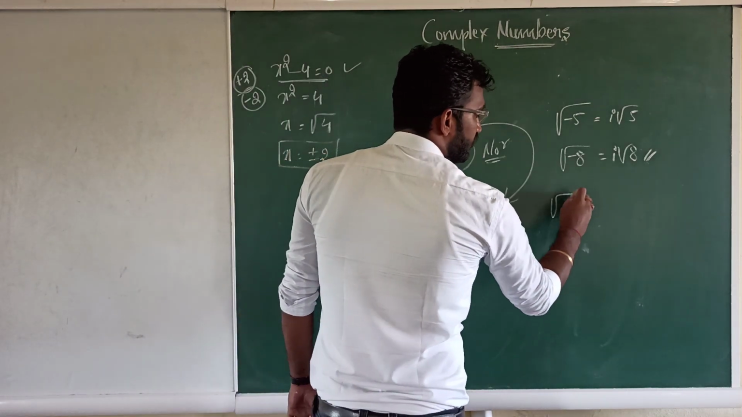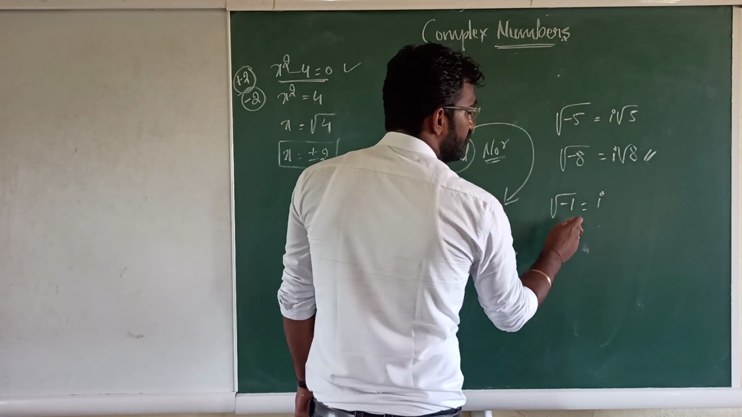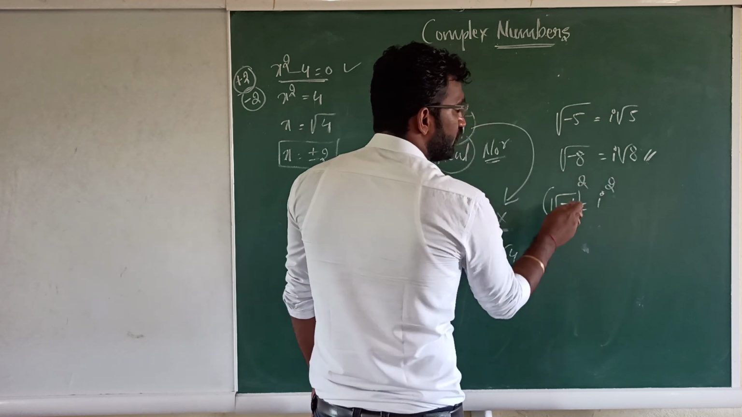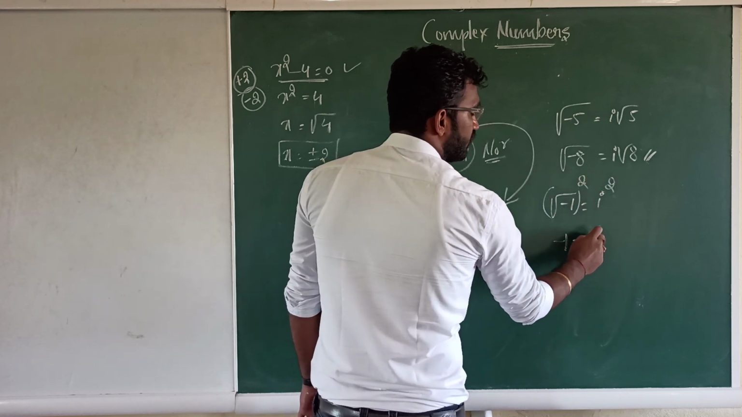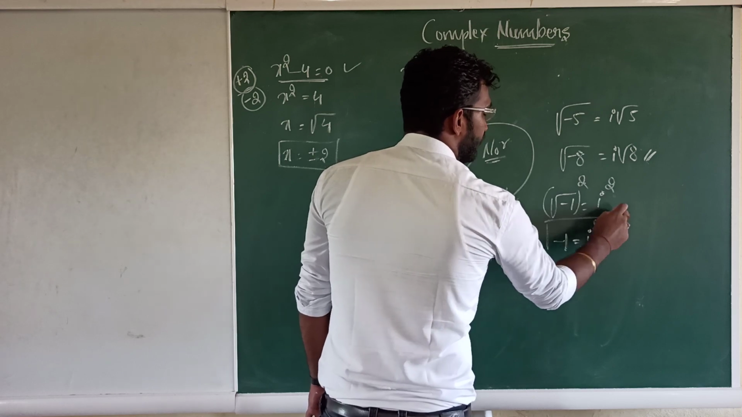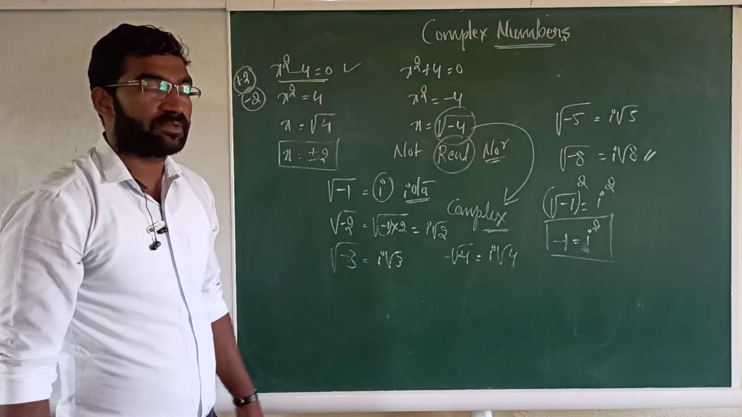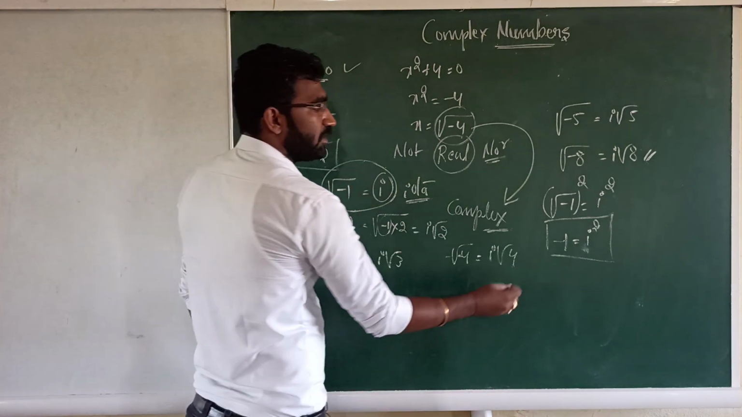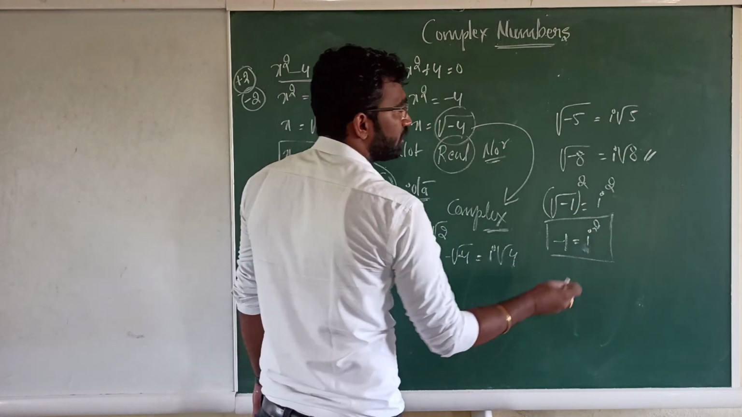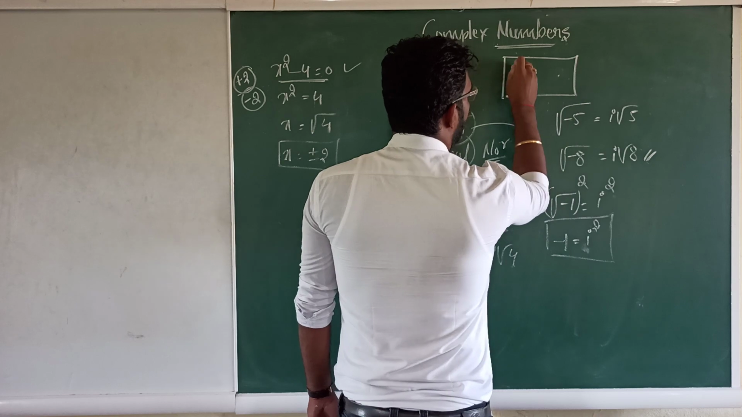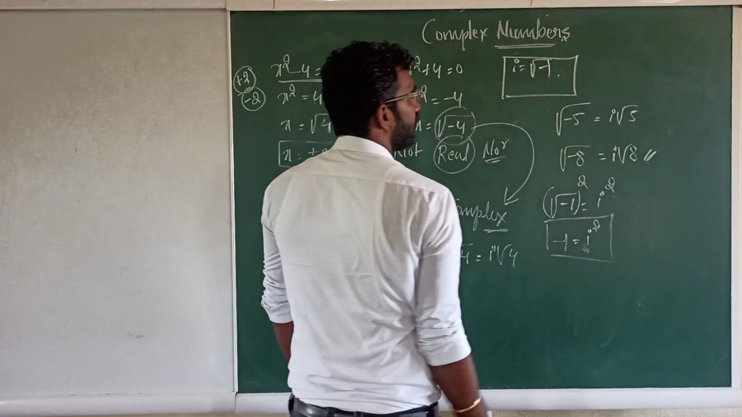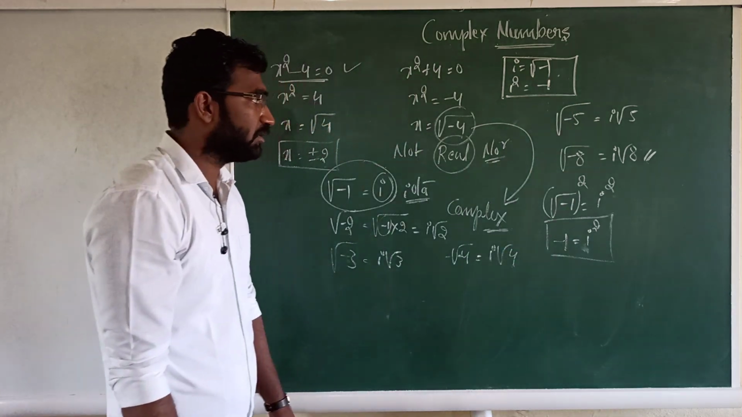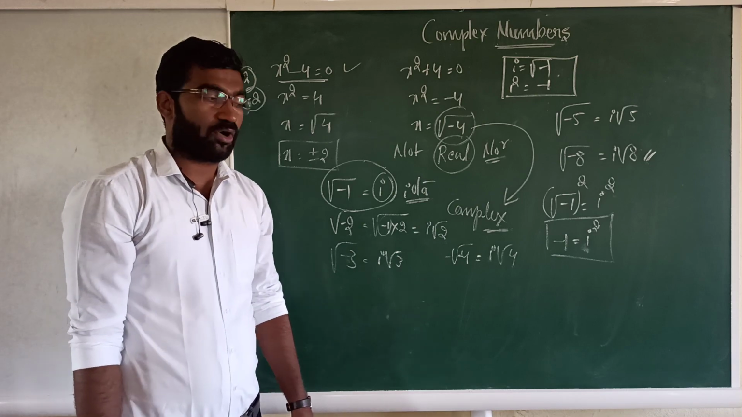Now my question is, root of minus 1 equals i. Squaring on both sides, what happens? Square this side also, square that side also. The square and root get cancelled. Therefore minus 1. Therefore i square equals minus 1. So in this chapter you should remember two things: i equals root of minus 1 and i square equals minus 1. This is about the origin of complex numbers.